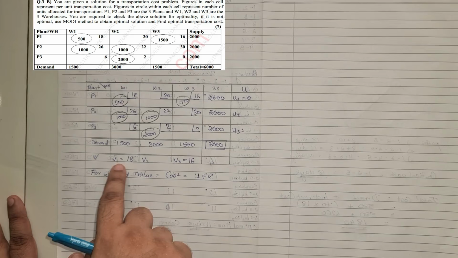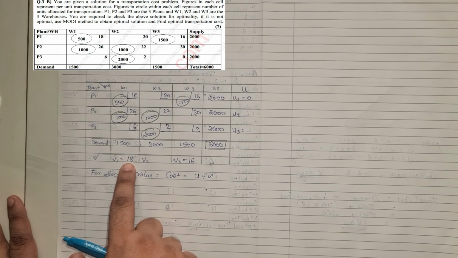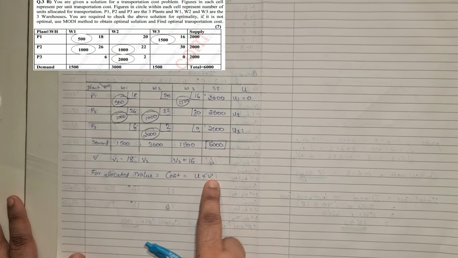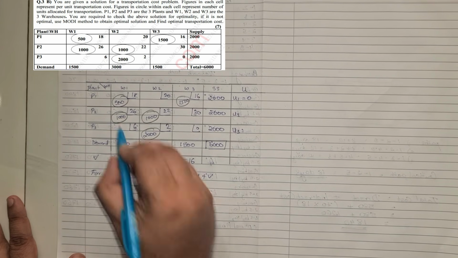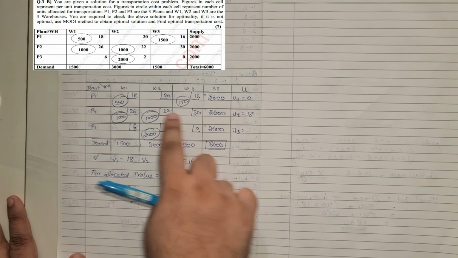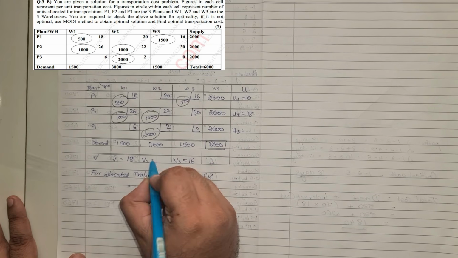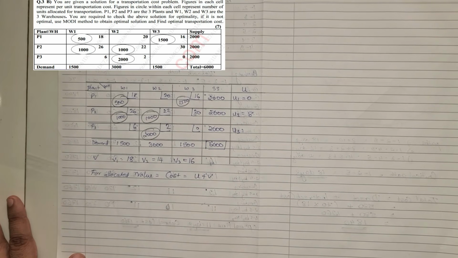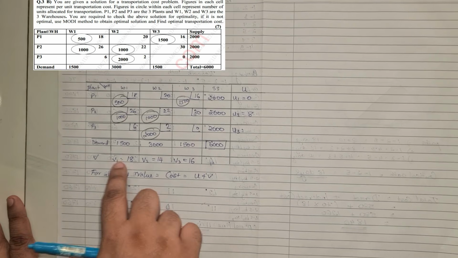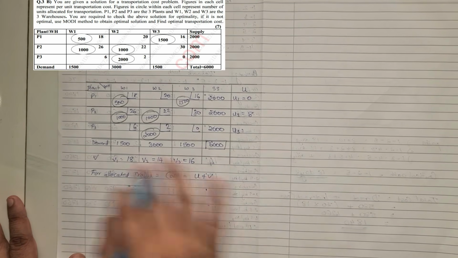Now with the help of V1, 26 is equal to U plus 18. Plus 18 when it goes to this side becomes minus, so 26 minus 18 will give you 8. So your U2 will become 8. With the help of this, 22 minus 8 becomes 14. So this becomes 14. Okay, so we found V1, V2, V3, U1 and U2 for all. So all these things are done.